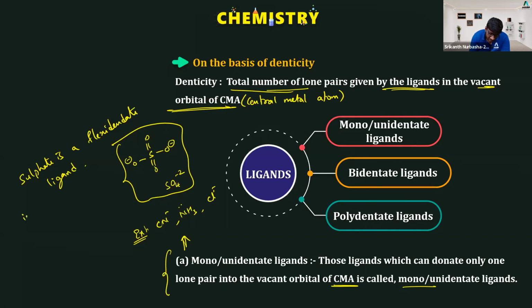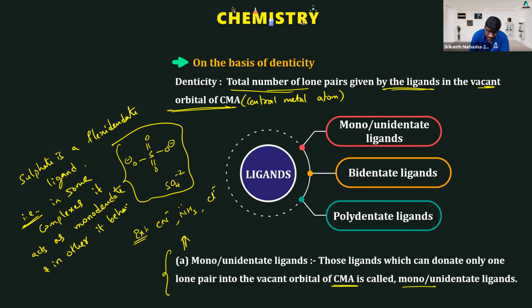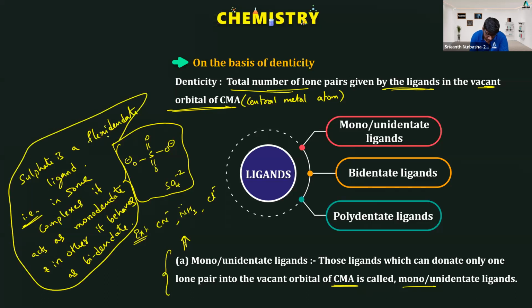That is, in some complexes it acts as monodentate, and in others it behaves as bidentate. We will discuss which complexes these are where sulfate is acting in each way. Monodentate ligands are those ligands which can donate only one lone pair into the vacant orbital of the central metal atom. They can donate only one lone pair into the vacant orbital of the central metal atom.